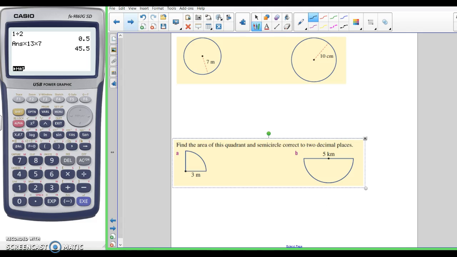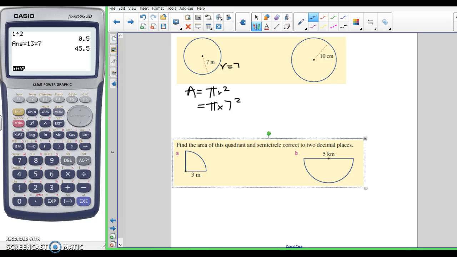Alright, next one, circles. Now, what do we know? We need to find the radius. So on this one, have we got a radius? Yes, we do. So the radius is 7, and we go to the formula, which was area is equal to pi, so use pi on your calculator, times by r squared, so I've got pi times by 7 squared.